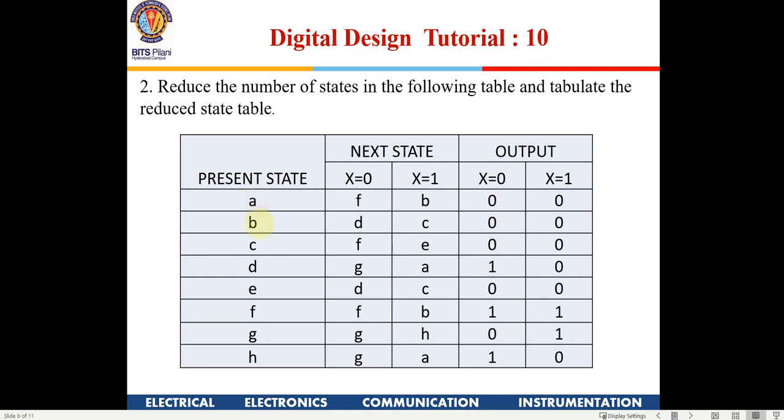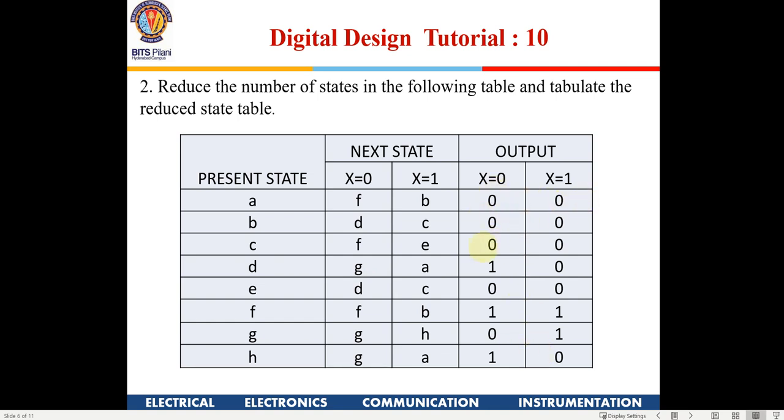Otherwise, it takes 1, 2, 3, 4, 5, 6, 7, 8 states. We will require 3 flip-flops and then some hardware is required. So can we reduce it? Visually, the first and foremost condition to be met for simplification is that the outputs of two states have to be equal. Only then can we think of any optimization.